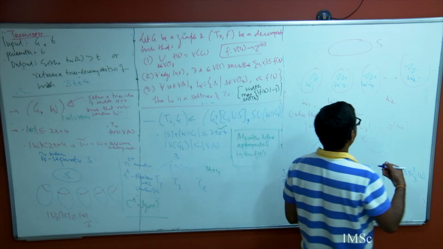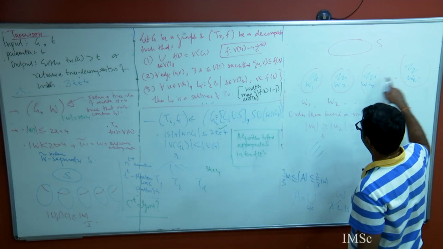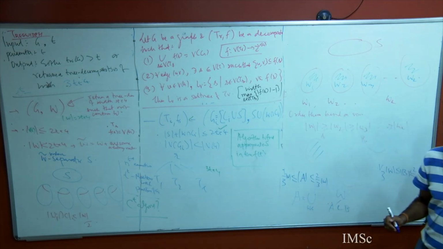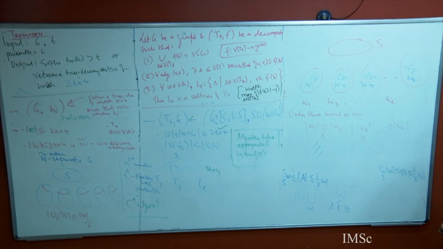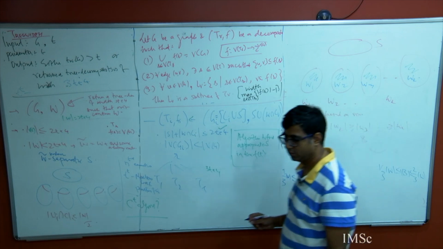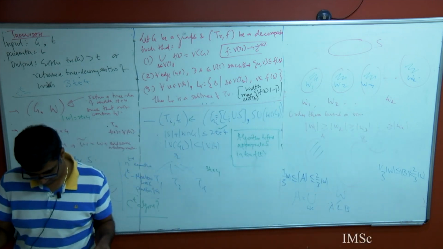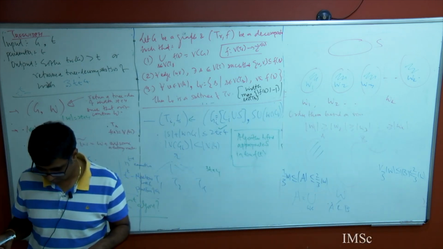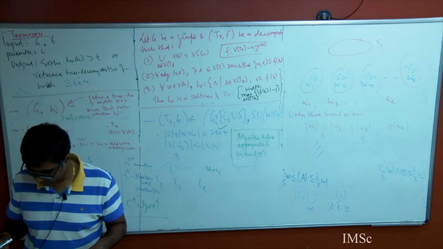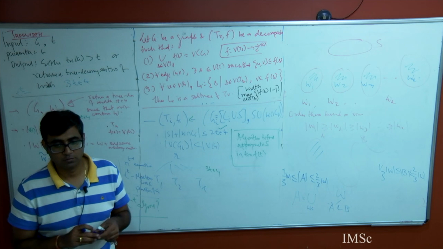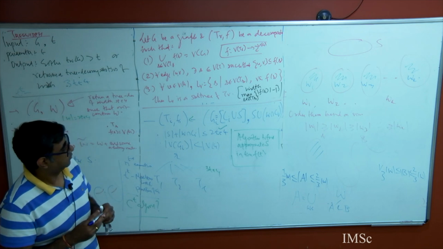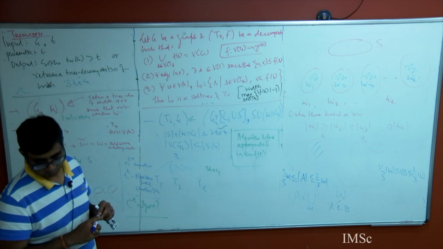And how much time will this take? Now notice, how many partitions of W are there? Two to the power? You just want to partition into A and B, so you want two partitions. Two to the power the size of W. Because we just want two partitions, A and B. Okay.